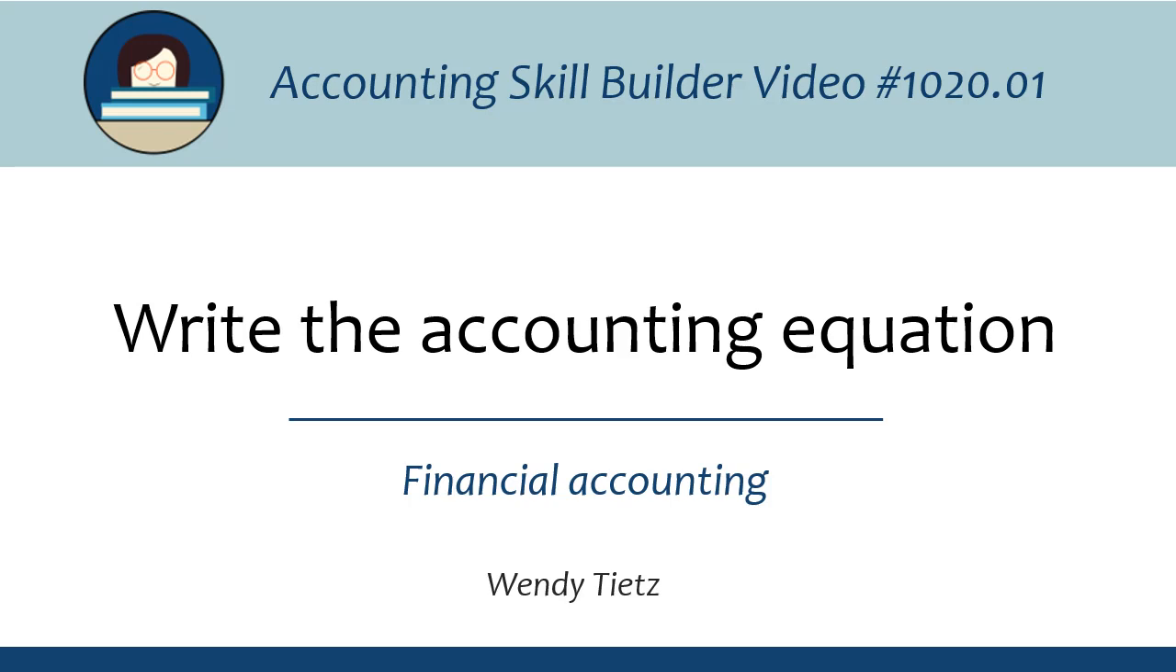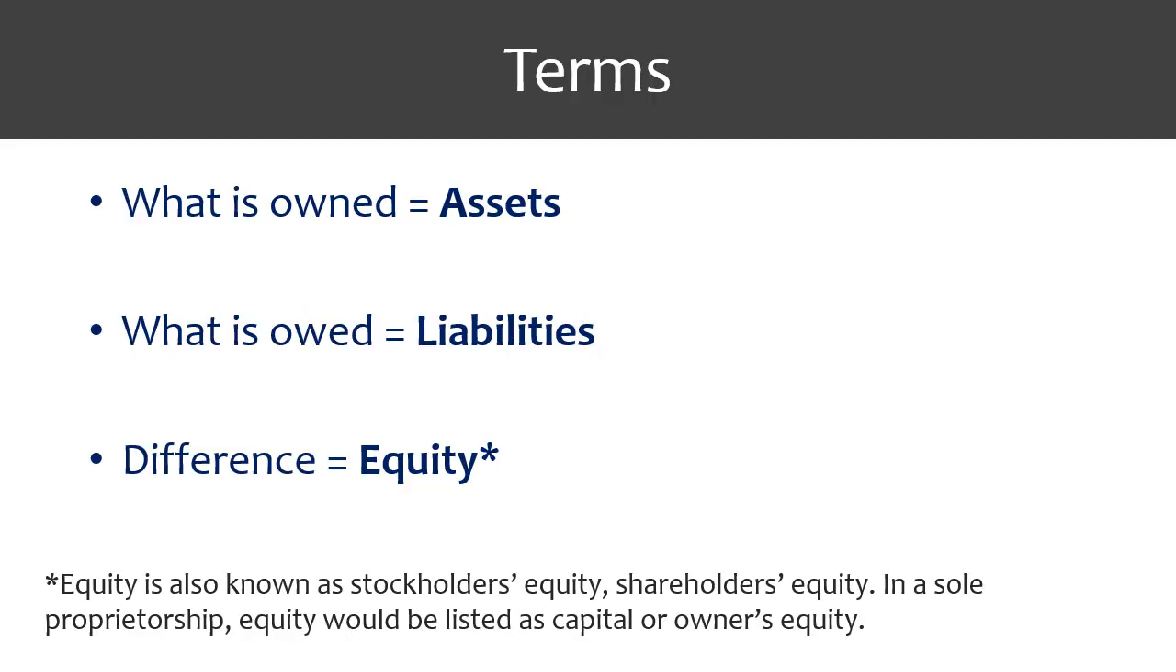In this video, we are going to walk through how to write the accounting equation in financial accounting. We have some business terms to start with. Assets are what is owned. Liabilities are what is owed.